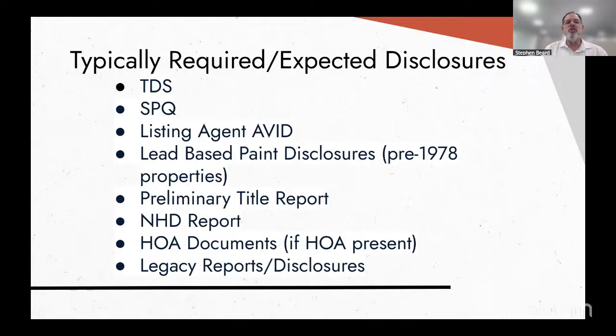There's a lead-based paint disclosure if the house was built before 78, that's usually required. Preliminary title report, Ruchi mentioned that, typically required. NHD report, that's natural hazard disclosure. This is like, is it in an earthquake zone? Is it in a fire zone? Is it in a flood zone? If there is an HOA, documents are expected and required. And legacy reports are expected and required. If your seller has reports from when they bought the house, those reports and disclosures also are expected and required by buyers. Those are the ones that are expected.